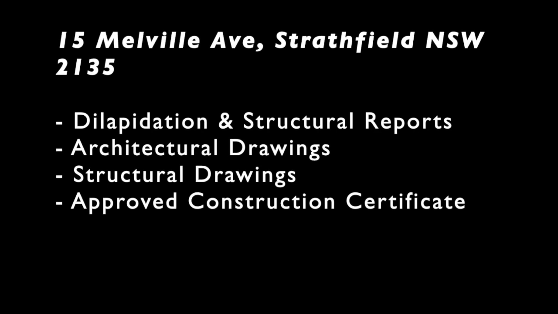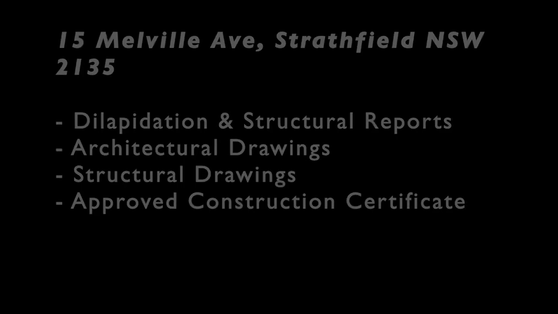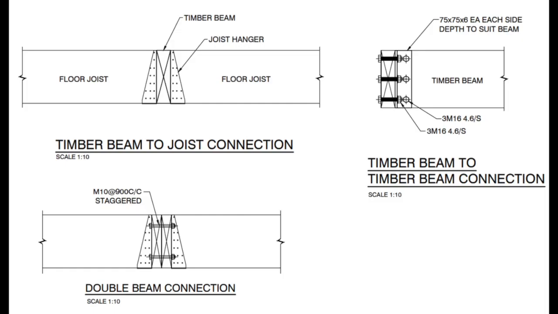For this specific project, Danmore Consulting Engineers provided detailed architectural and structural drawings for the development of the project on the site. The chosen component that I will be discussing for this project are beams. In this development, various forms of beams were used, including timber beams, lintels, and T-bar beams to list a few. Additionally, the structural drawings showed many types of beam connections, such as double beam, timber beam to timber beam, and timber beam to joist, for example.